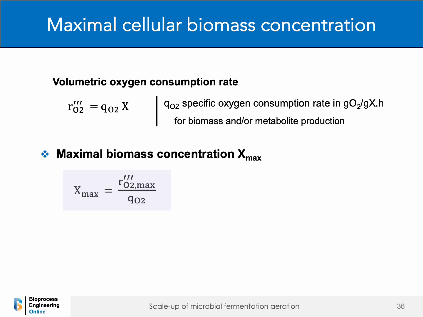Accordingly, the maximum biomass concentration X max that can be achieved without oxygen limitation is equal to the maximal volumetric oxygen consumption rate, RO2 max, divided by the specific oxygen consumption rate, QO2. Because large-scale fermenters generally exhibit a lower maximum allowable oxygen consumption rate, they must be operated at a lower biomass concentration, at comparable QO2, to avoid oxygen-limiting conditions.